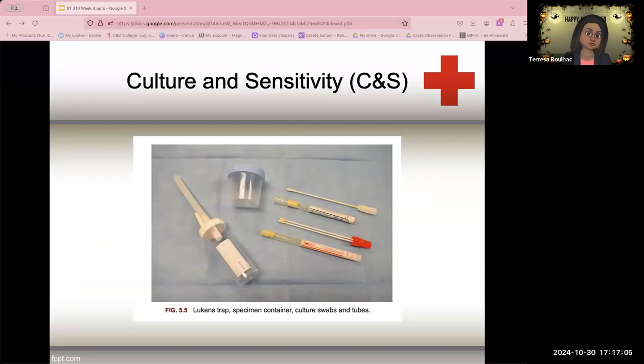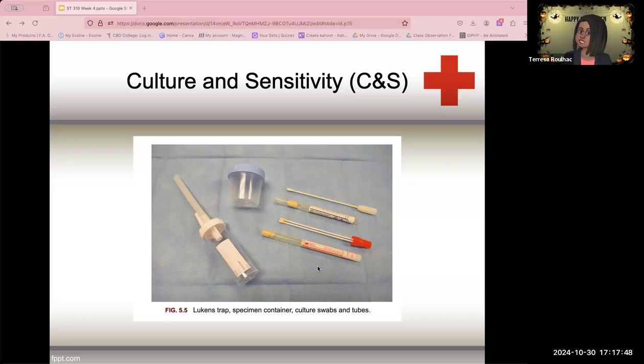So when we're in the operating room and we're getting ready to do a culture and sensitivity, these items that you see on the slide from figure 5.5 are going to be items that are passed to you from your circulator. Now, the process of growing microbes in culture is a fundamental step in determining the infecting pathogen and assessing its susceptibility to various antibiotics. So we get our microbial cultures, okay? The chapter talks about two, inoculation and incubation. With inoculation, this is a sample suspected of containing pathogens, such as a swab from an infection site.